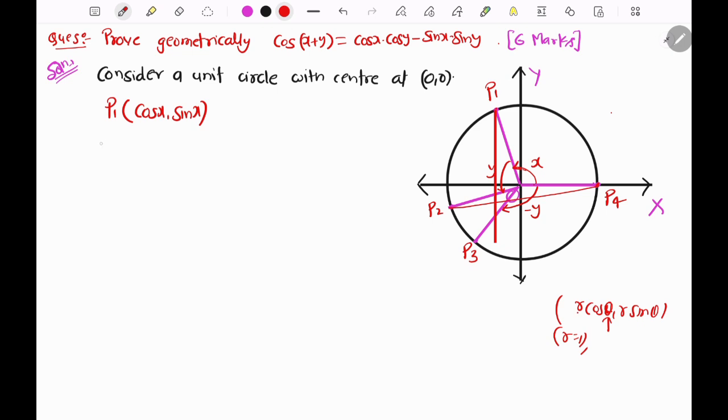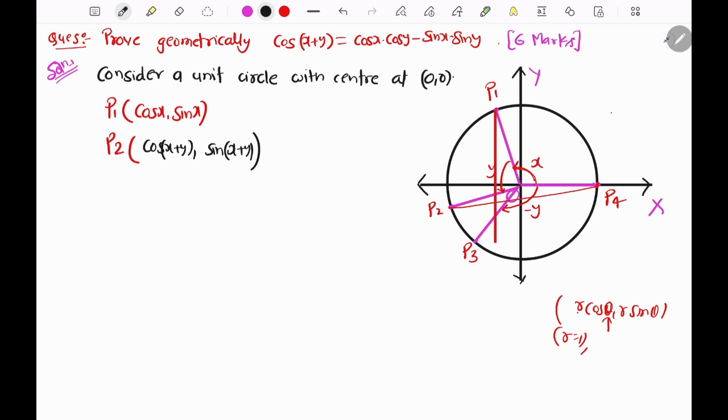Similarly, what is the coordinate of point P2? Can you see? Now P2, what is the angle from the positive x axis? The angle is x plus y. From here this and then this. So can you see the angle is x plus y. So the coordinate of point P2 would be (cos(x+y), sin(x+y)).